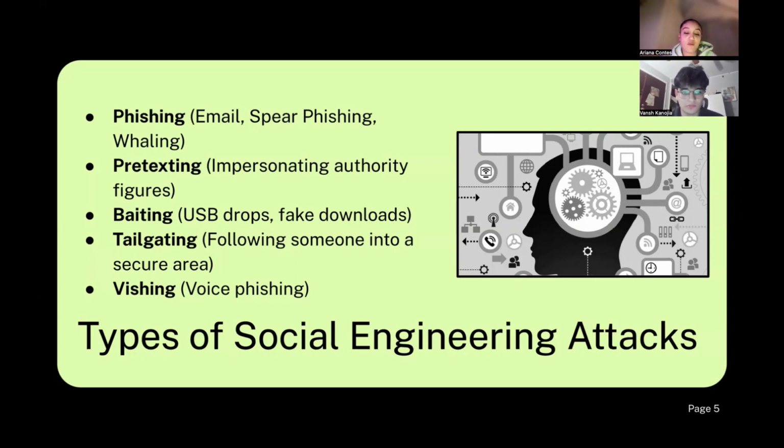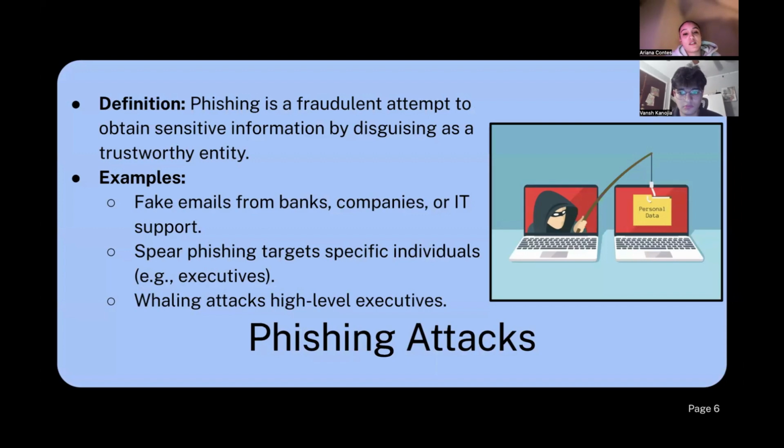Baiting is leaving malware-infected USB drives or offering free downloads to entice users into compromising their security. Tailgating is gaining unauthorized physical access by following an authorized person into a secure area. And vishing is using phone calls to impersonate someone trustworthy and trick people into revealing information. Each of these methods is surprisingly effective, and attackers are constantly refining their techniques to trick even the most cautious individuals. First, we're going to go into phishing attacks.